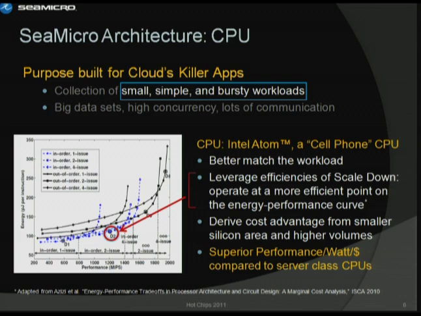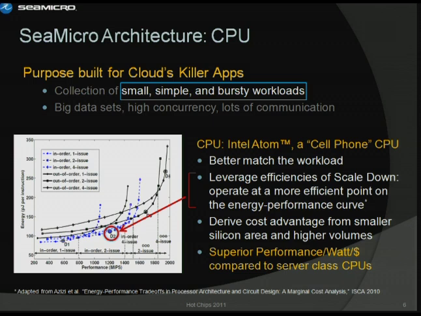However, for the SM10K product, we chose to go with the Intel Atom CPU, which is a cell phone class CPU, because we felt it was a very good fit for the small, simple, and bursty workloads in the data center. More importantly, using a CPU such as the Intel Atom helps us leverage the power efficiencies of scale down. The Atom has a simpler microarchitecture than, let's say, the Xeon, and that comes at a power advantage.